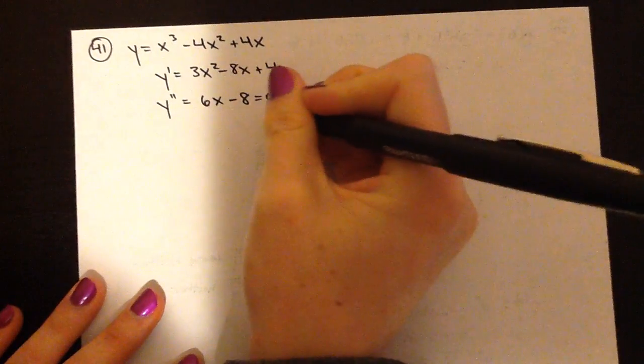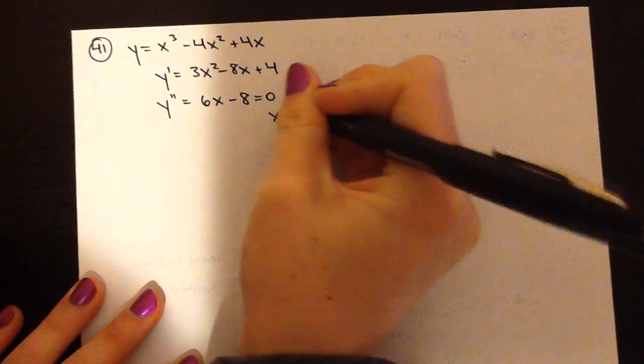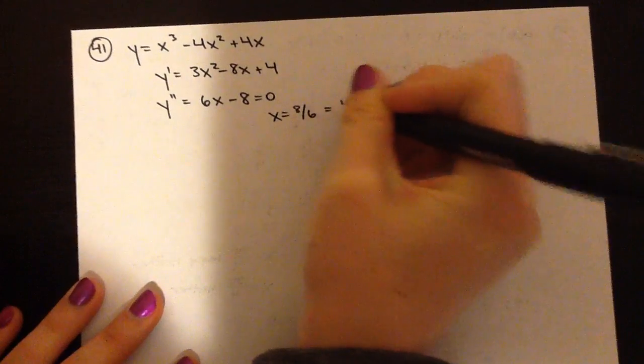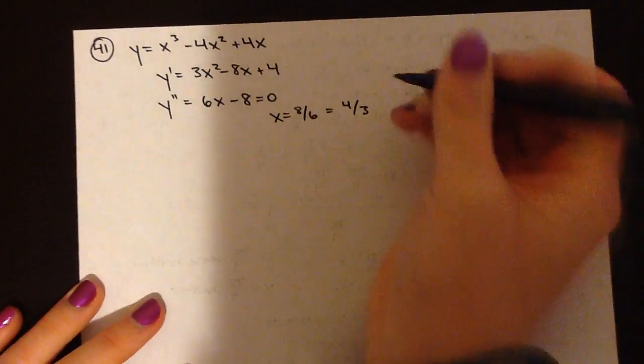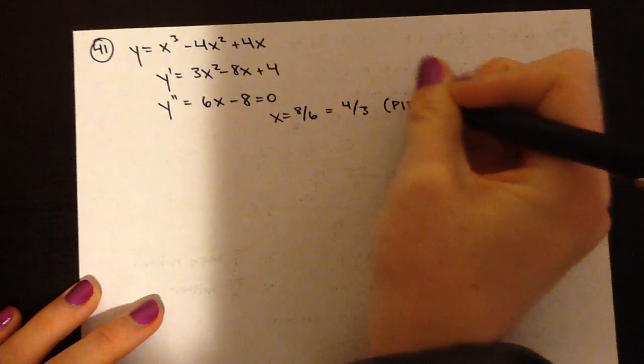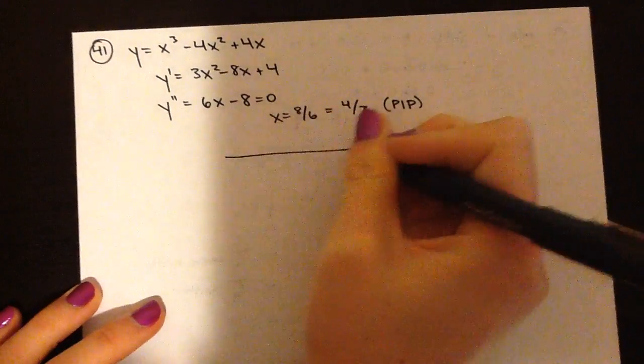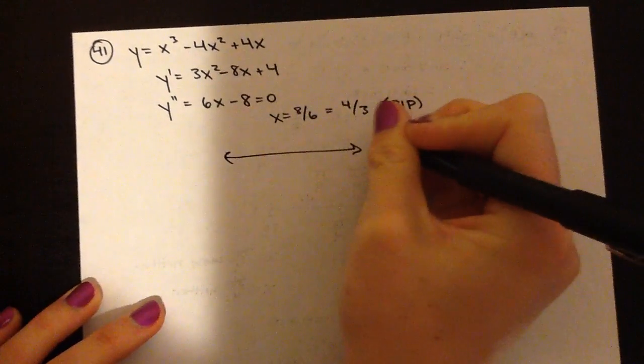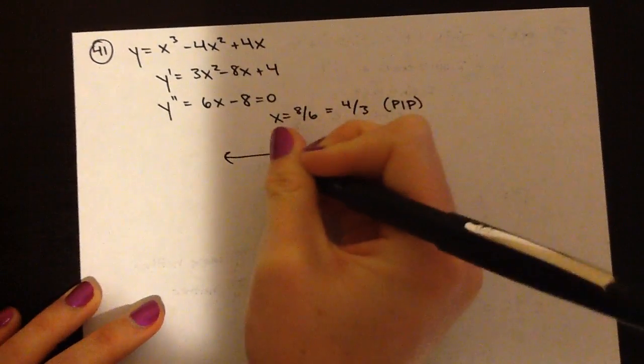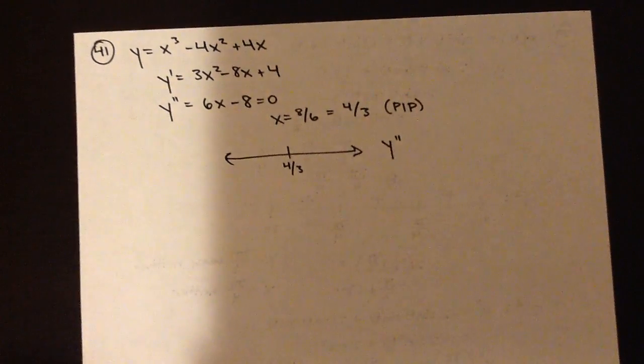So this is going to occur at 8 over 6, which is 4 over 3. Okay, so that is my one possible inflection point. Until you do a sign chart, we don't know if it actually is or not. So this is a sign chart for y double prime. I have just one possible inflection point.